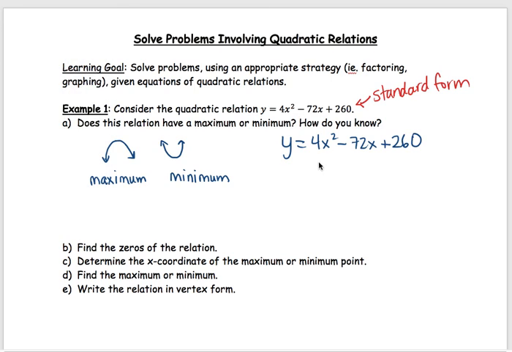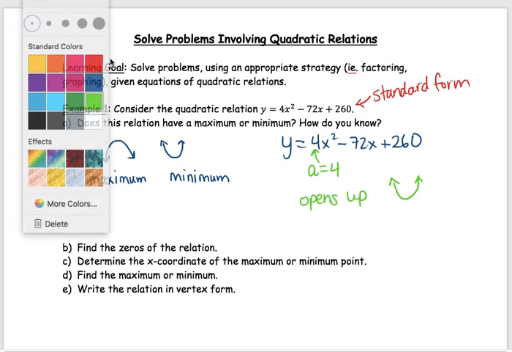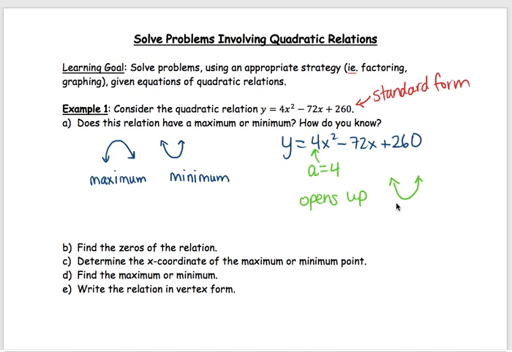Okay, hopefully you've had enough time to think about it. If this number here, a, is positive 4, anytime it's positive, it opens up. So it'll look something like this. Is this a max or a min? You can find the bottom of it. So yes, this quadratic has a minimum.